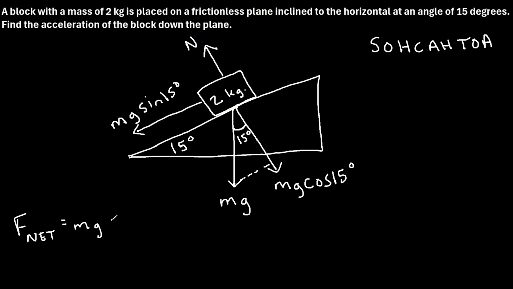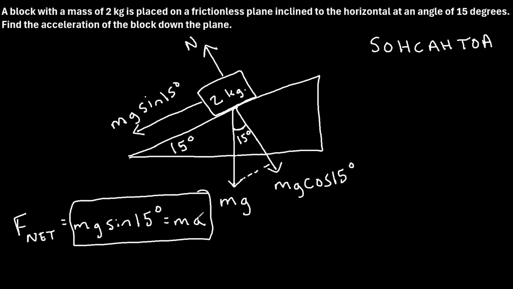So mass times gravity times the sine of 15 degrees. And Newton's second law of motion tells us that the net force of an object is simply equal to the mass times the acceleration. So we'll say equals m times a. So notice that this is our final equation that we have to solve for a, and that will tell us the acceleration of the block.